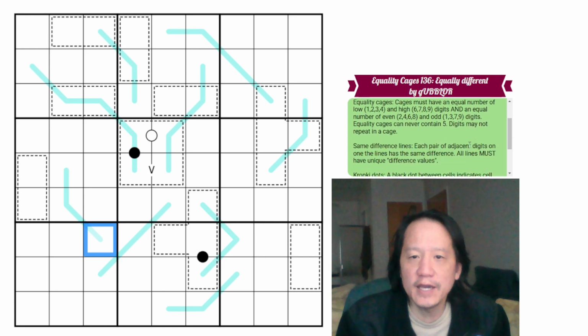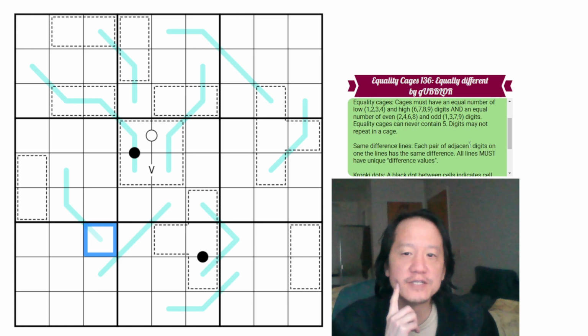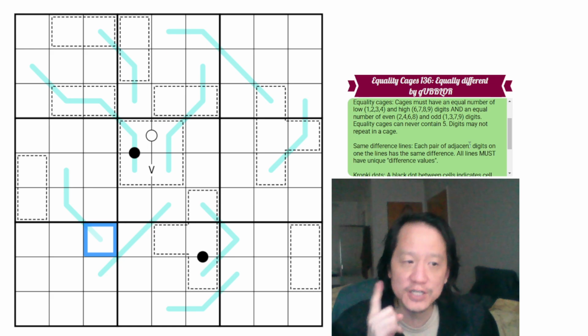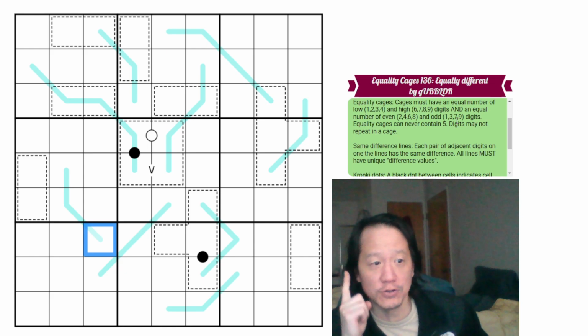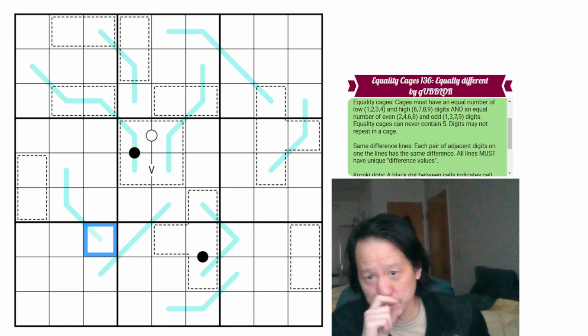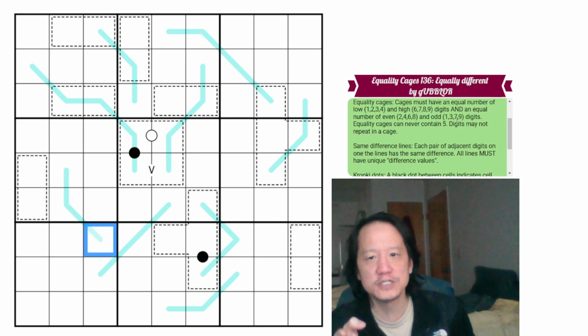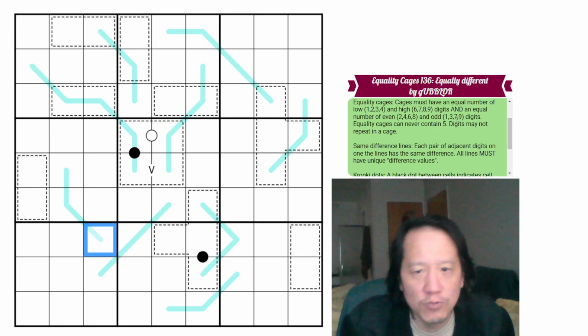Equality cages. Cages must have an equal number of low 1, 2, 3, 4 and high 6, 7, 8, 9 digits, and an equal number of even 2, 4, 6, 8 and odd 1, 3, 7, 9 digits. Equality cages can never contain a 5, and digits may not repeat in a cage. Okay, so these are not killer cages. So these are equality cages specifically. And they have to have equal number of low digits and high digits, and even digits and odd digits. And you cannot have repeats, and you can't have a 5 in equality cages.